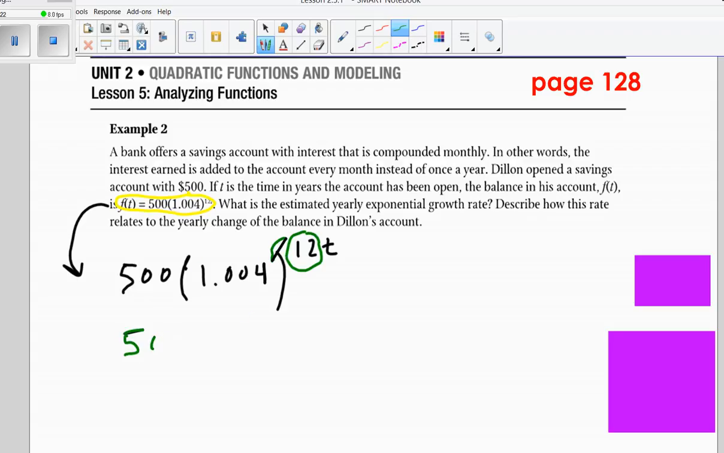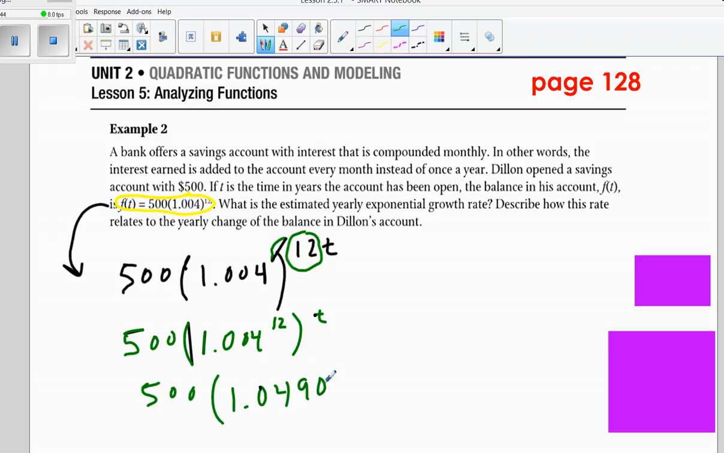So we have to reevaluate 500 times 1.004 raised to the 12t, and now we reevaluate. So it should be 500 parentheses, and when you type that in the calculator, 1.004 raised to the 12 power, you're going to get 1.049, approximately, raised to the t power. So if you look here, now we can start saying, all right, it's exponential growth still, but what's our growth at? So if you look here, this is our growth, but what's it at?